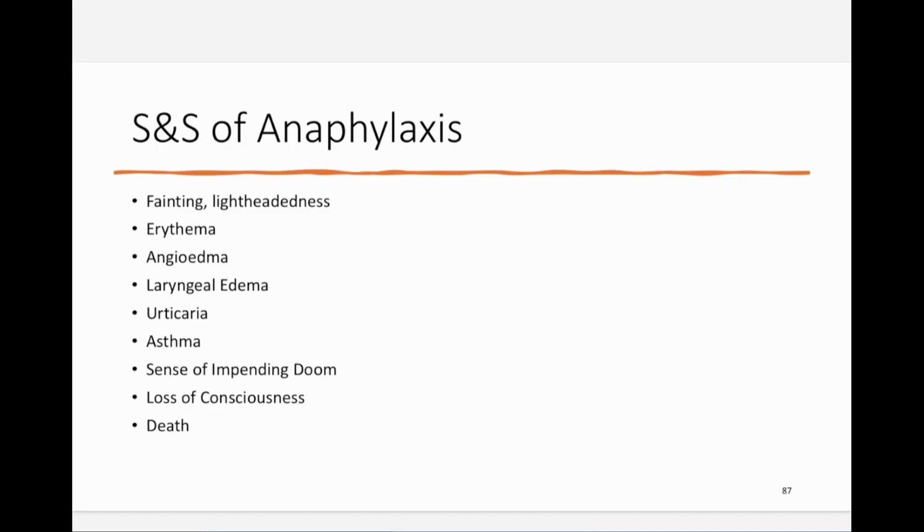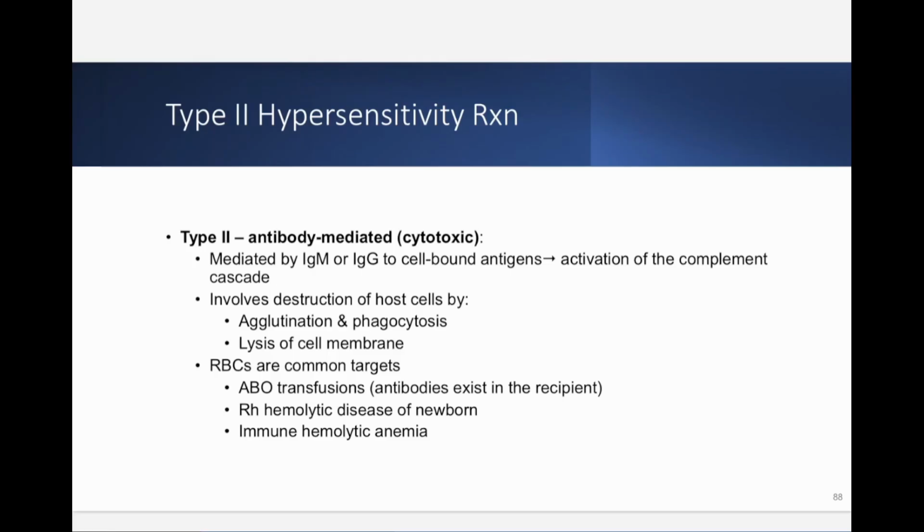Erythema, redness, angioedema is the swelling. Laryngeal edema, they can cause some stridor, some breathing problems. Urticaria, asthma, sense of impending doom, like they feel like they're going to die or something. Loss of consciousness, and obviously death is the worst one. Any questions about type 1? Allergy, IgE-mediated, atopy, anaphylaxis. Big ones to remember.